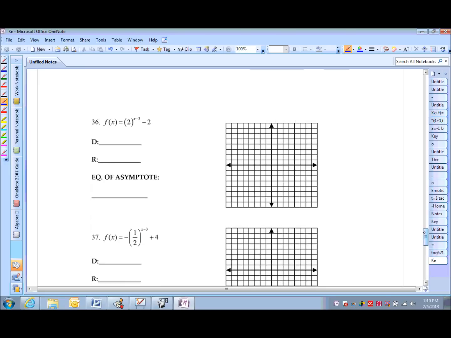Alright, number 36, the parent function we're dealing with is f of x equals 2 raised to the x. And the parent points for that function are as follows. The transformations that we're going to apply: the x minus 3 in the exponent tells me I'm going to move right 3 and down 2. So, I take each point, move it right 3 and down 2.